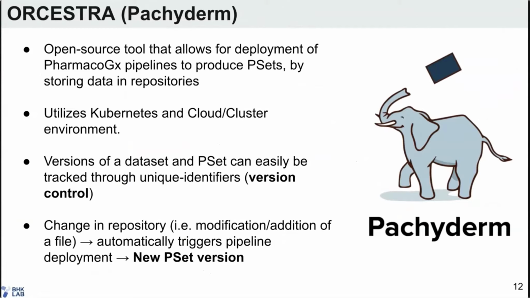At the heart of ORCESTRA lies Pachyderm, which is an open source tool that allows for the deployment of PharmacoGx pipelines to produce these PSets by storing data in repositories. It utilizes Kubernetes and a cloud or on-premise cluster environment. Versions of a dataset and PSet can easily be tracked through unique identifiers that are assigned to them by the tool. If there's ever a change in a repository, such as through the modification and/or addition of a file, this will automatically trigger pipeline deployment, and therefore we will get a new version of a PSet.